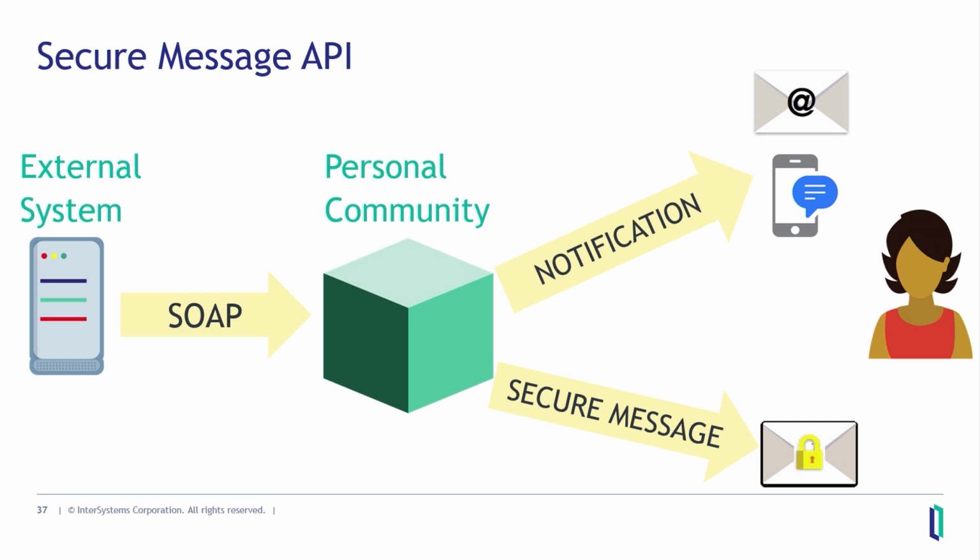So we're using SOAP instead of REST because of the additional security capabilities of SOAP. And I just want to emphasize that this isn't wide open for anyone in the world to hijack and start sending things to your patients. In Personal Community, you control which systems are allowed to do this and then exactly what types of messages they can send.